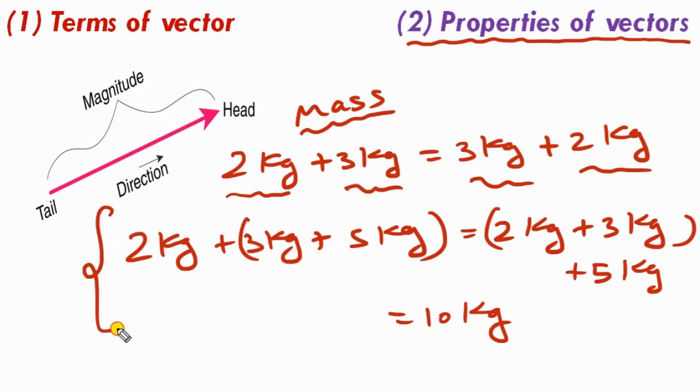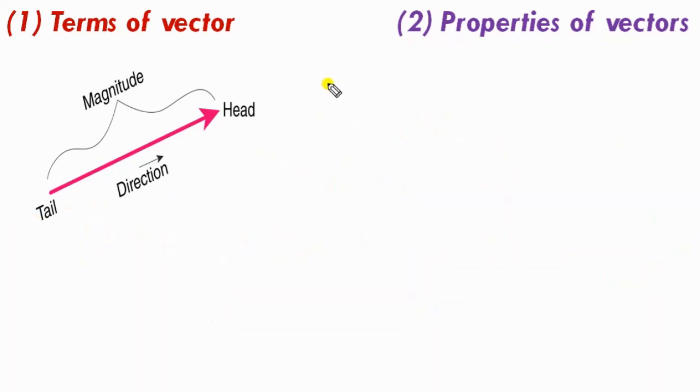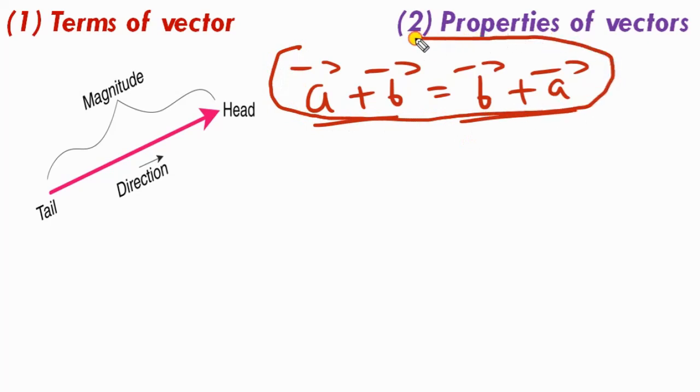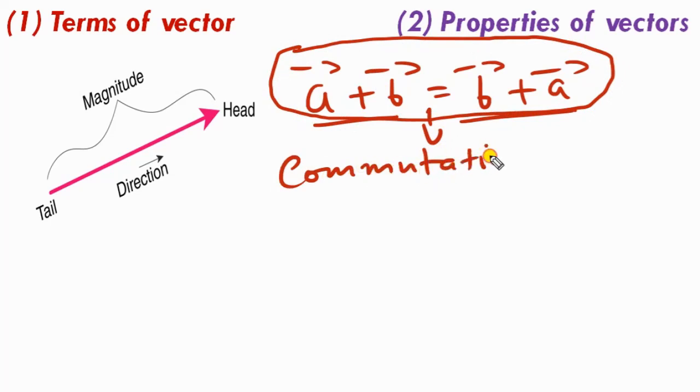Exactly the same property is followed by vectors also. Two vectors, vector A plus vector B, when added together would give you the same result as when vector B and vector A are added together. So vector A plus vector B is equal to vector B plus vector A. This property has a special name. We call it commutative property of vector addition, or simply commutative law of vector addition.